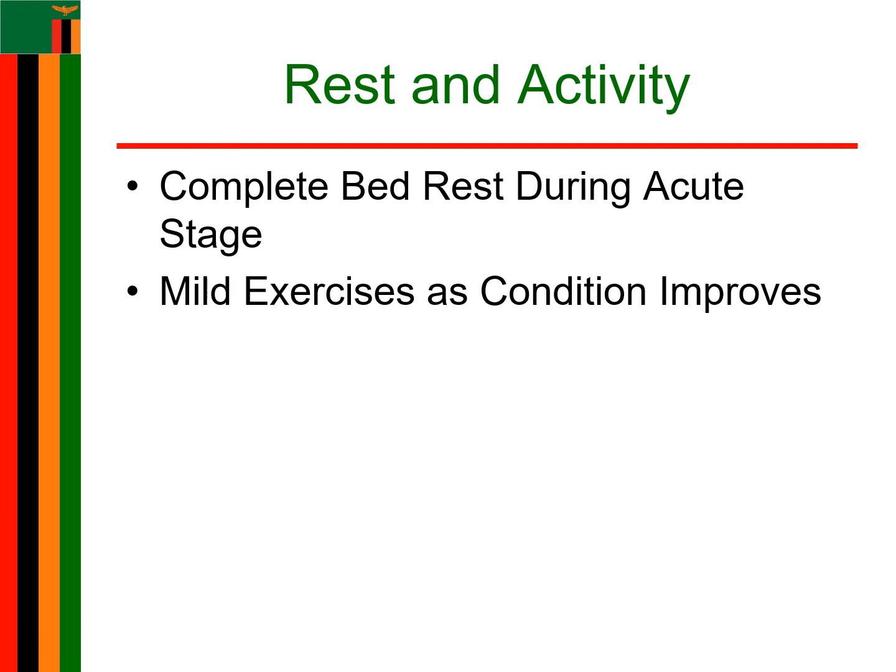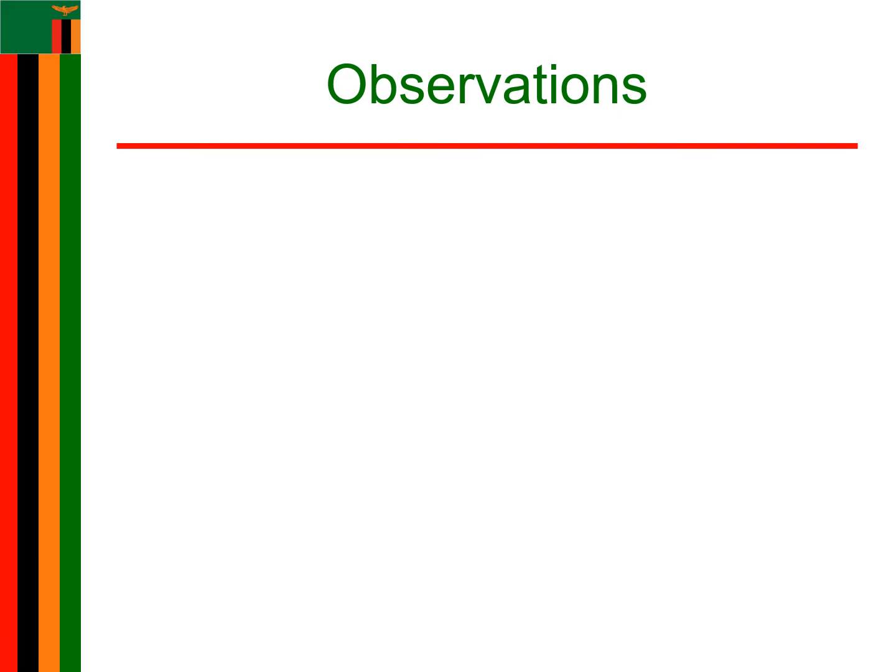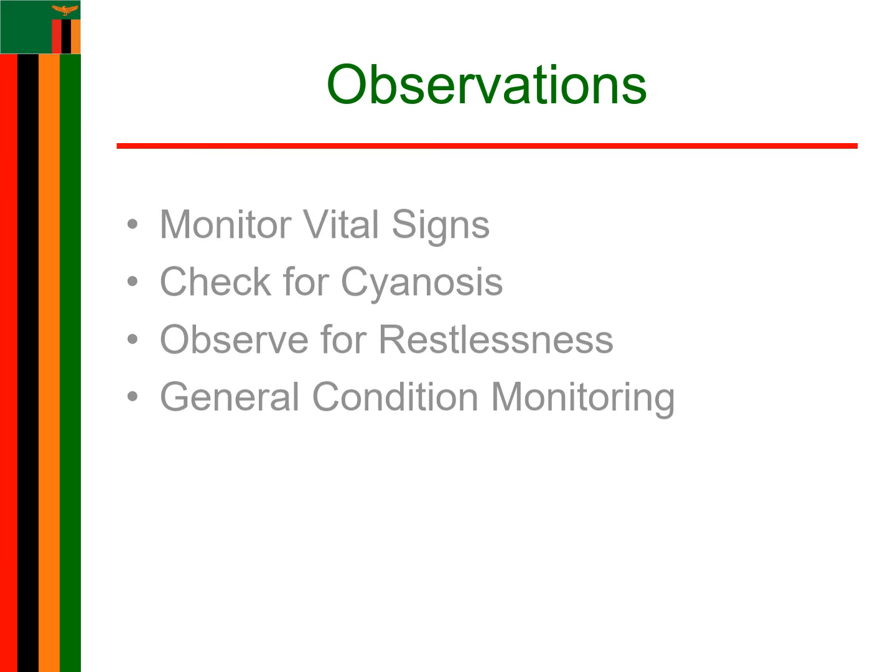Okay, so apart from position and ventilation, we can look at the rest and activity. When it comes to rest and activity, in the acute stage, the patient should be on complete bed rest to prevent increased demand for oxygen. As the condition improves, the patient can do mild exercises. Apart from rest and activity, you also need to do observations.